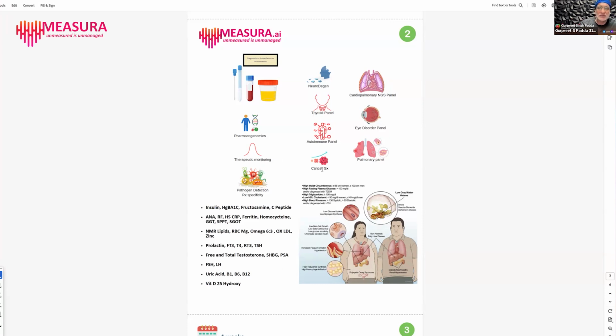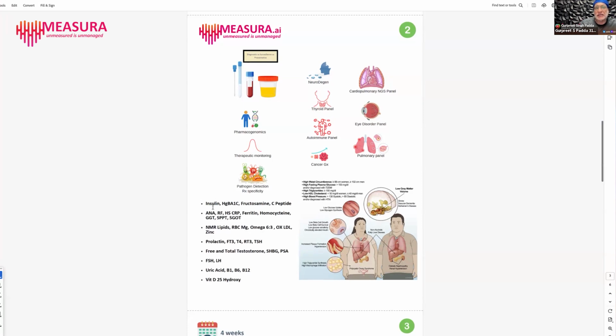Otherwise, we can't use the sample because we have to be able to document that we received the sample in a certain way. And so those pieces of data go in. And it's everything from looking at insulin level to looking at gamma-glutamyl transferase to homocysteine to looking at the omega-6 fatty acid ratio.